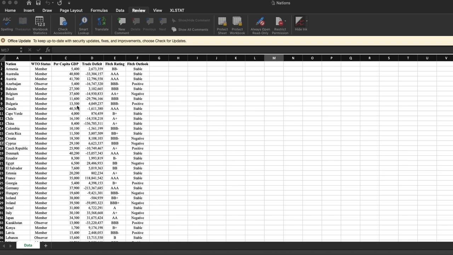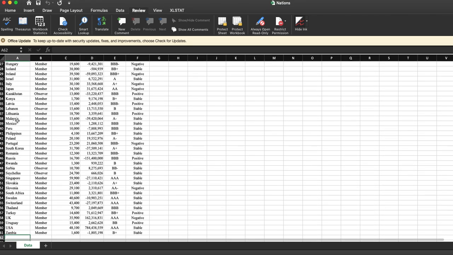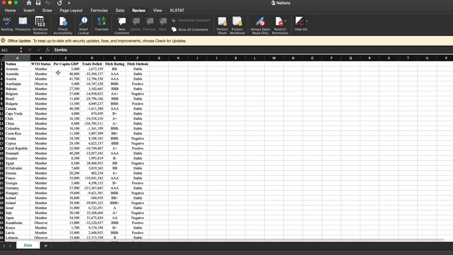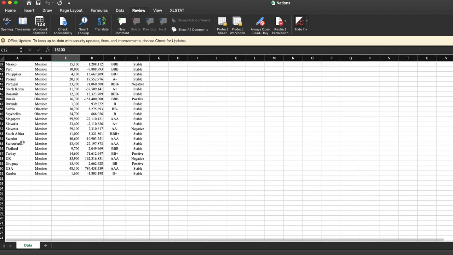What we have here is a data set of different countries. There are about 61 of them. And we have whether or not they're a member of the WTO, the World Trade Organization, their per capita GDP, trade deficit, their rating, and the Fitch outlook, whether or not these analysts think that it's a safe place to go for your investments. All right, so we've got all these different countries.